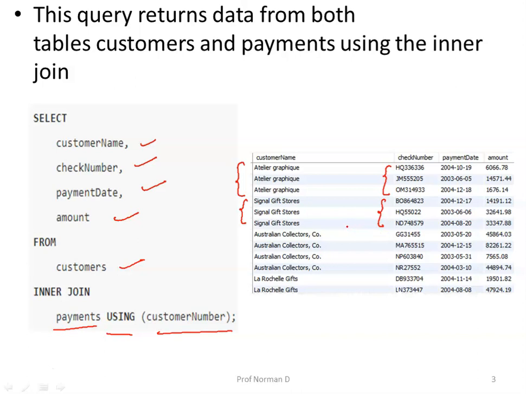Now, what is the problem associated with this particular query? Next time, if you want to get the same information, including the customer name, check number, payment date, and amount, you need to issue the same query once again. That means you have to rewrite the same complex query once again. So one way to do it is to save the query in a file, either as a .txt file or a .sql file, so that later you can open and execute it from MySQL.